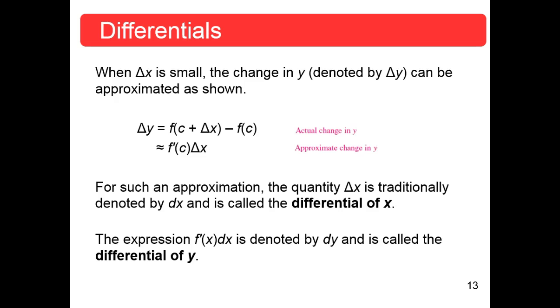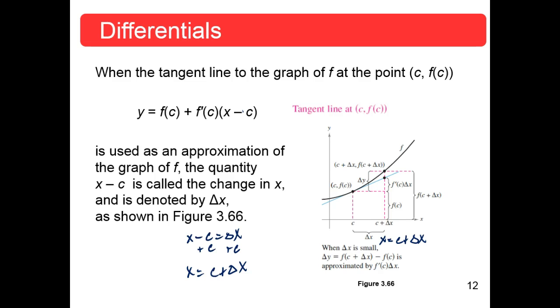The delta Y is your F of C plus delta X minus F of C. That's what the actual change of the Y is from C to X, which is C plus delta X. And that's approximately equal to F prime of C delta X. So what they're saying, going back here again, this is the actual difference when you go from F of C to F of X, which is C plus delta X. You're making a change here on your actual function values, okay?